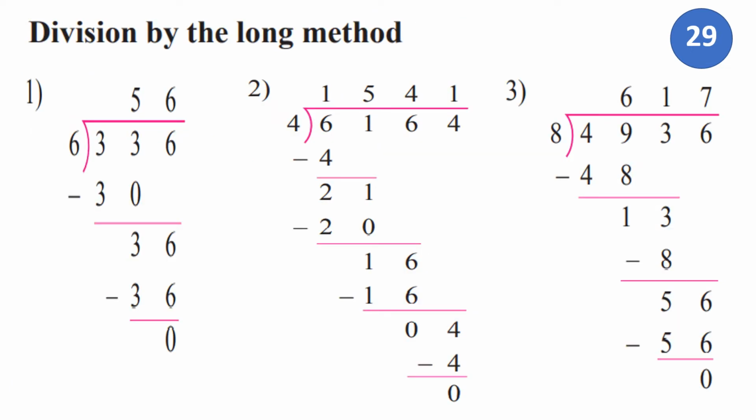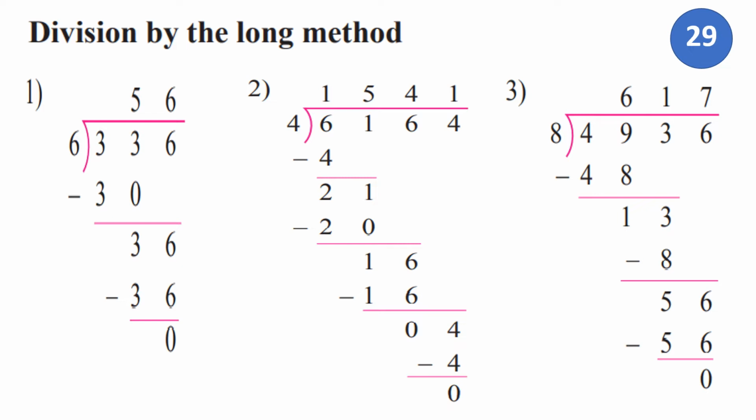And this is division by the long method. This is example number 1, students. 336 divided by 6. You can write it like this, students: 336 inside and then the divisor 6 outside.